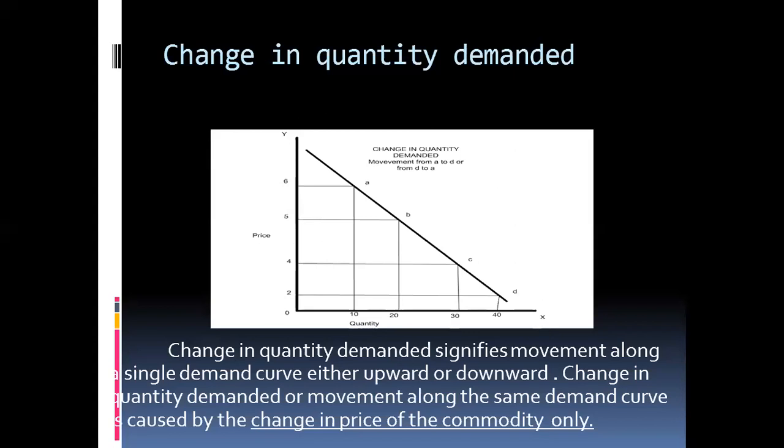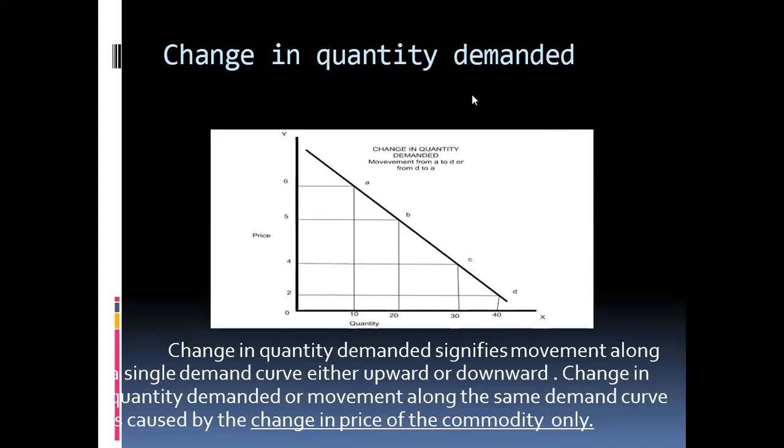So a movement along the same demand curve is called change in quantity demanded. And it is caused by just a factor affecting demand or one of the determinants of demand, which is change in price of the commodity only. It's caused by change in price of the commodity only and not any other factor. So please let us note that.